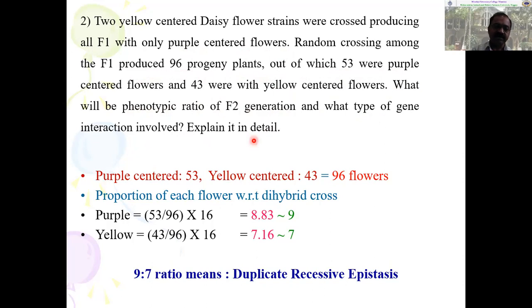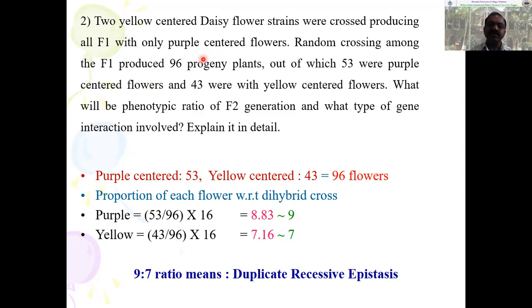Now let's go back. They have clearly said that two daisy flowers with the yellow center variety were crossed. That is the first thing. Now when these two yellow center varieties are crossed, they are producing plants with purple centered flowers. That means, first, it indicates that the two yellow flowers are not genetically identical, they are genetically different.